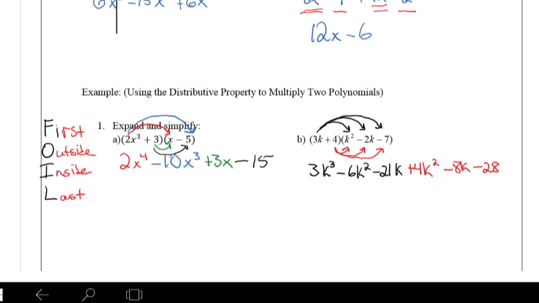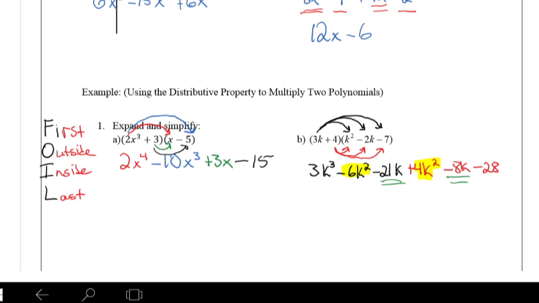Okay, now I need to combine like terms. Let's see what I got here. K cubed, I only have one of those. I have some k squareds here and another few k squareds. What else do I have? I have 21k and 8k. And I think those are the only things I can combine.